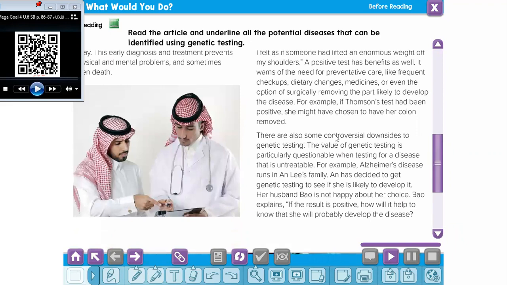There are also some controversial downsides to genetic testing. The value of genetic testing is particularly questionable when testing for a disease that is untreatable. For example, Alzheimer's disease runs in Anneli's family and she has decided to get genetic testing to see if she is likely to develop it. Her husband, Bao, is not happy about her choice. Bao explained, if the result is positive, how will it help to know that she will probably develop the disease?